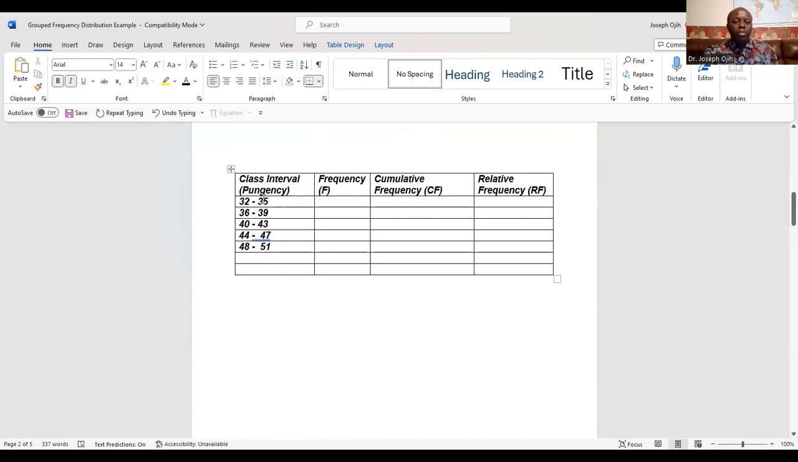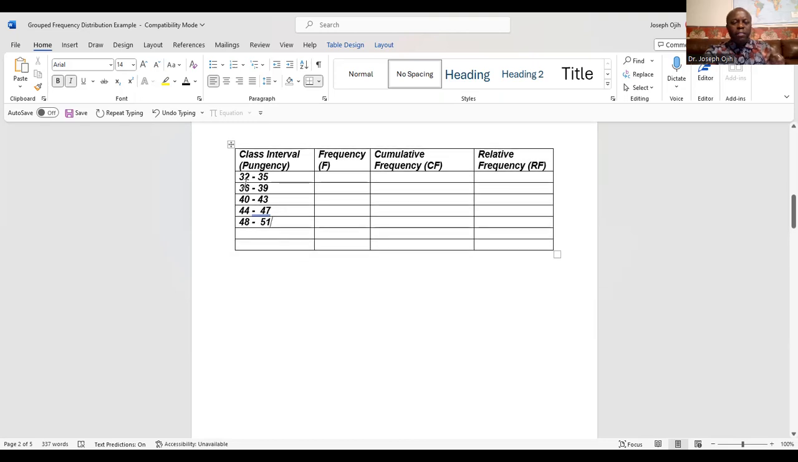So we call each group a class interval. The number at the left is called the lower class interval. The number on the right is called the upper class interval. Remember, these dashes are not minus signs, so don't confuse them with minus signs. They are dashes.